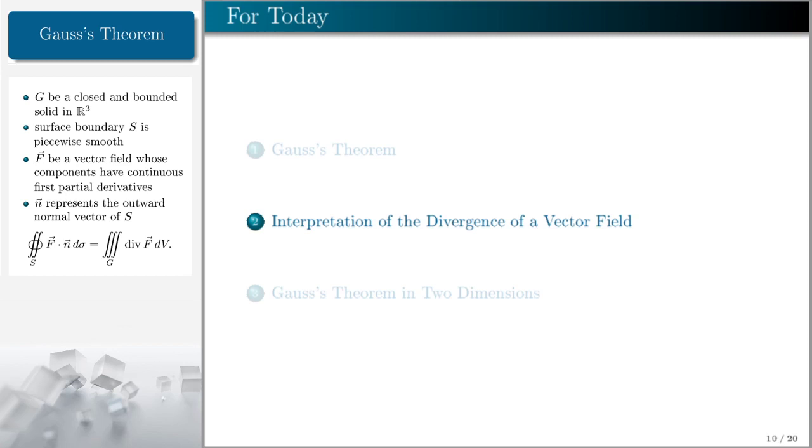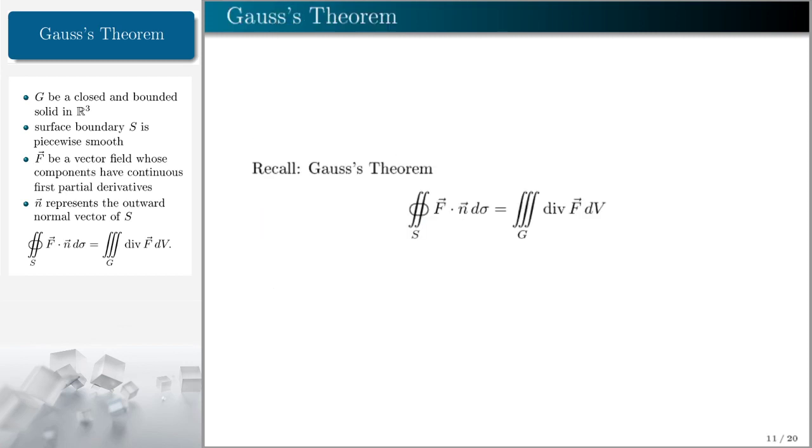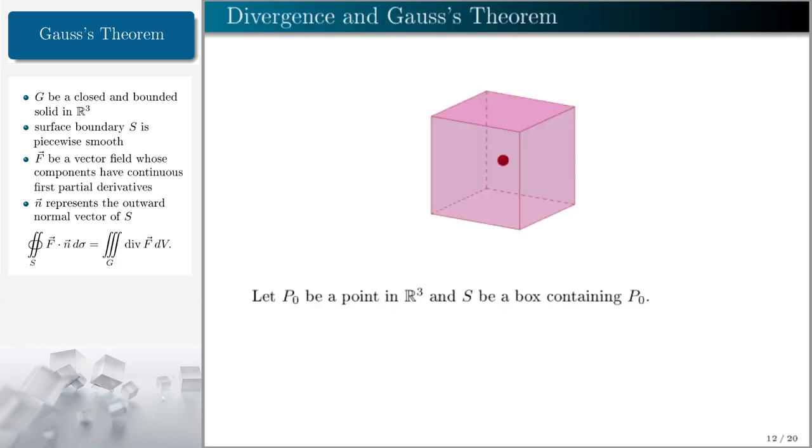Let us again recall Gauss's theorem. This is the equality of a surface integral equal to the triple integral. Because of this equality, we can easily see that if I have a property on the triple integral of the divergence, that will translate to a property on the flux, which is what we will be doing in our next exercise. Suppose I have a point in R3 and S containing this point. I wish to know what happens when the divergence at this point is positive.